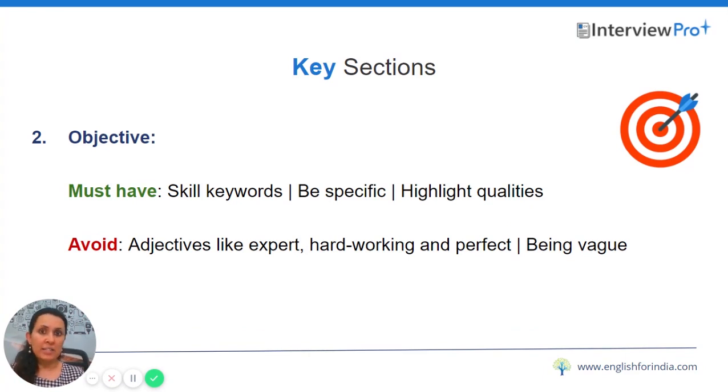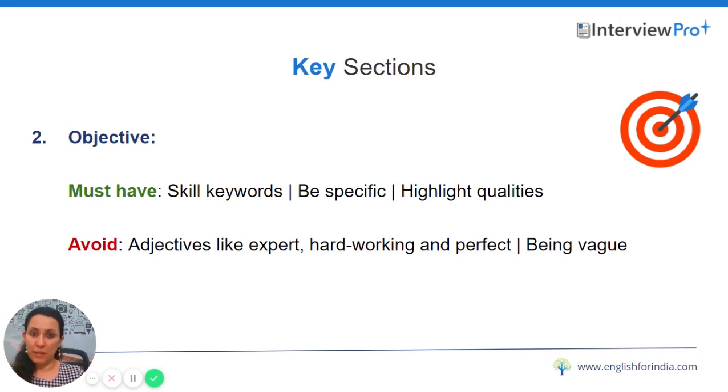The reason we advise students not to use these adjectives is because they might get grilled on these points in an interview. And if you do not have a clear idea as to why have you used a specific word in the objective, you start getting stressed out, and you fumble in your interview.